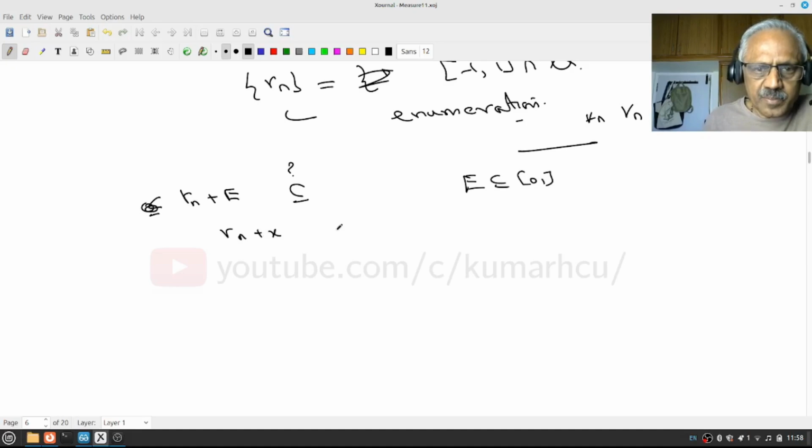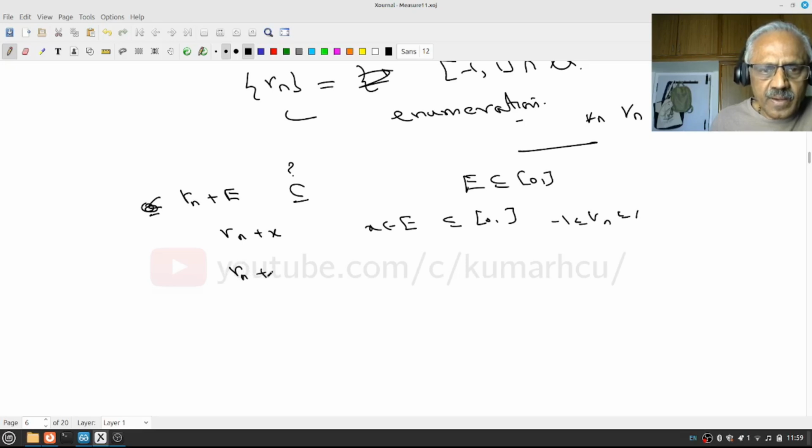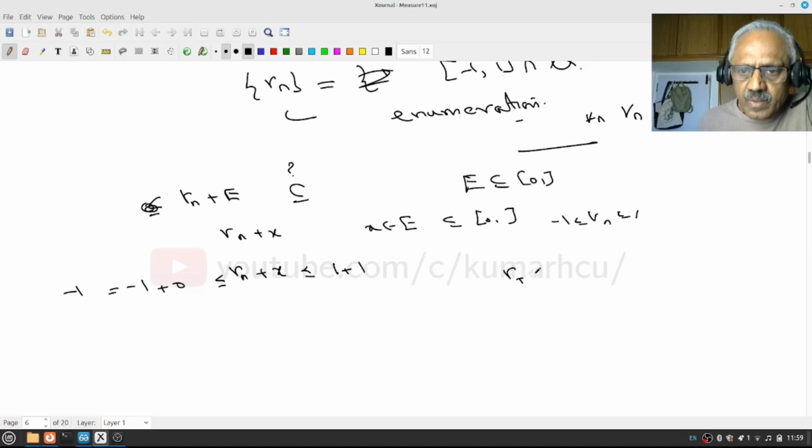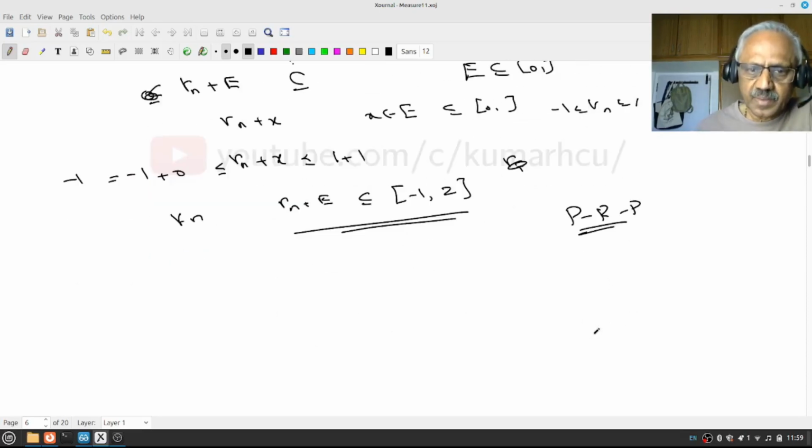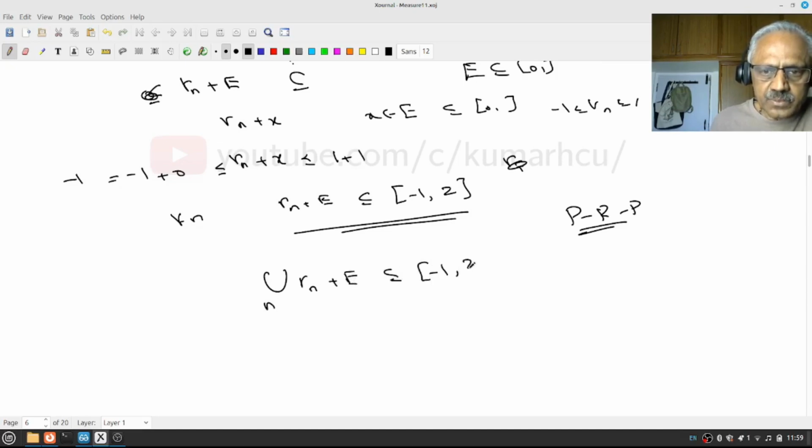Therefore, any element is of the form Rn plus x, where x is in E, and x is in [0, 1]. And my Rn lies between minus 1 and plus 1. Therefore, Rn plus x is less than or equal to 1 plus 1, and greater than or equal to minus 1 plus 0, which is minus 1. That means Rn plus E is contained in [-1, 2]. This is true for all n. Make sure that you follow this. And hence the union of Rn plus E over n is contained in [-1, 2]. Okay? Right.